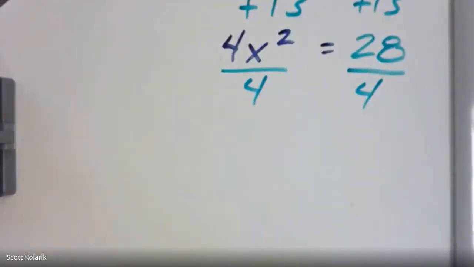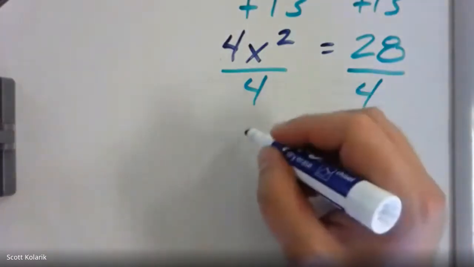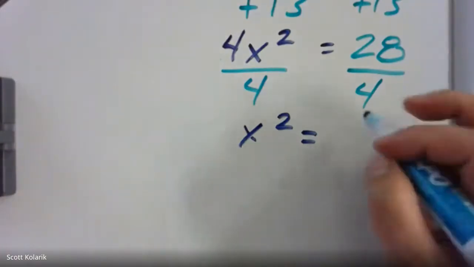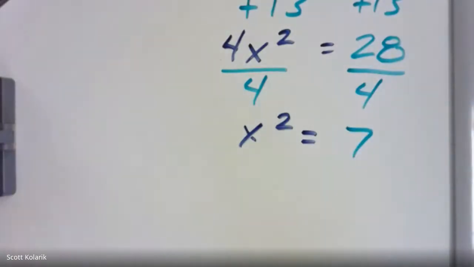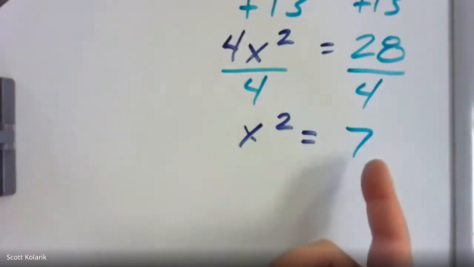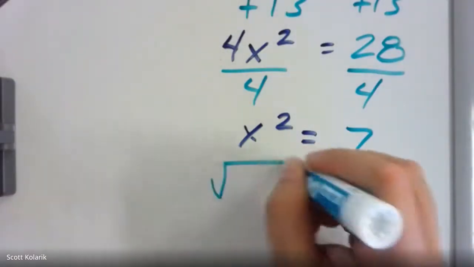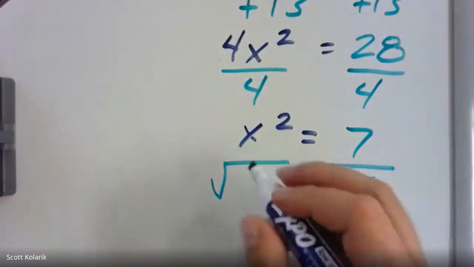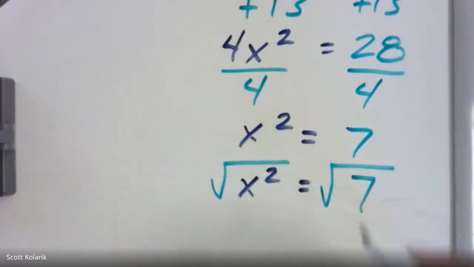And when I do that, on the left-hand side, the 4 goes away, and I'm left with just x squared. On the right-hand side, 28 divided by 4 gives me a positive 7. All right, so we've officially isolated the x squared. It equals some number. So now, just like before, I'm going to take the square root of both sides. On the right-hand side, I'll be taking the square root of 7. On the left-hand side, I'll be taking the square root of x squared, thus getting rid of the squared. And I'll be left with x equals the square root of 7.